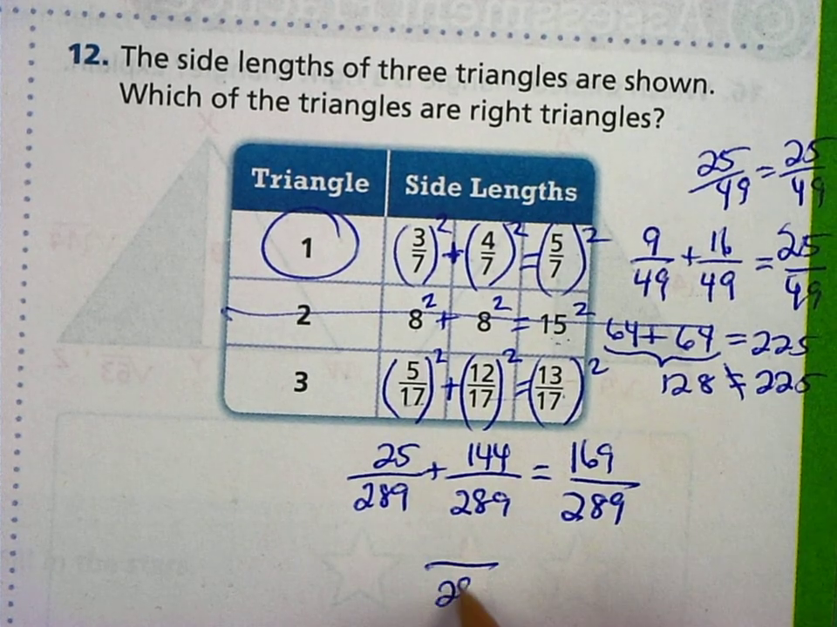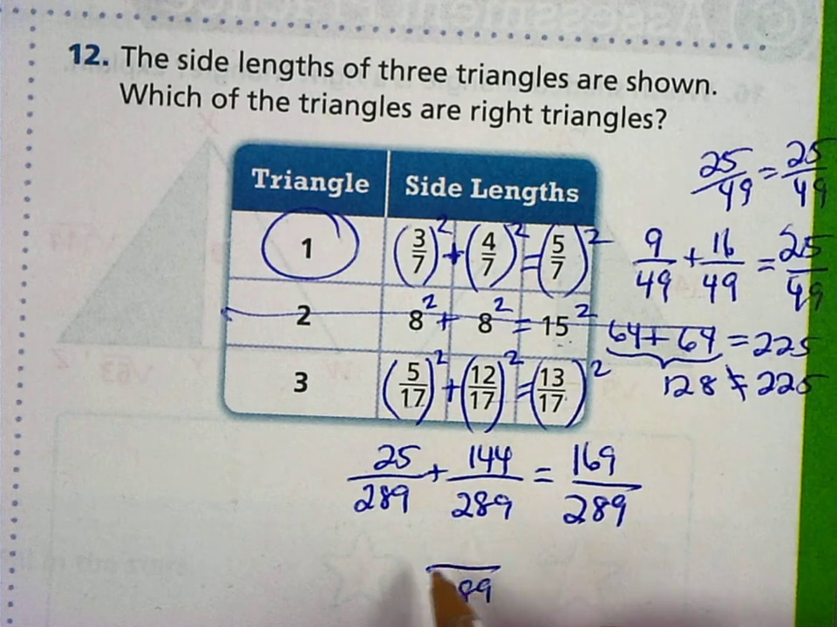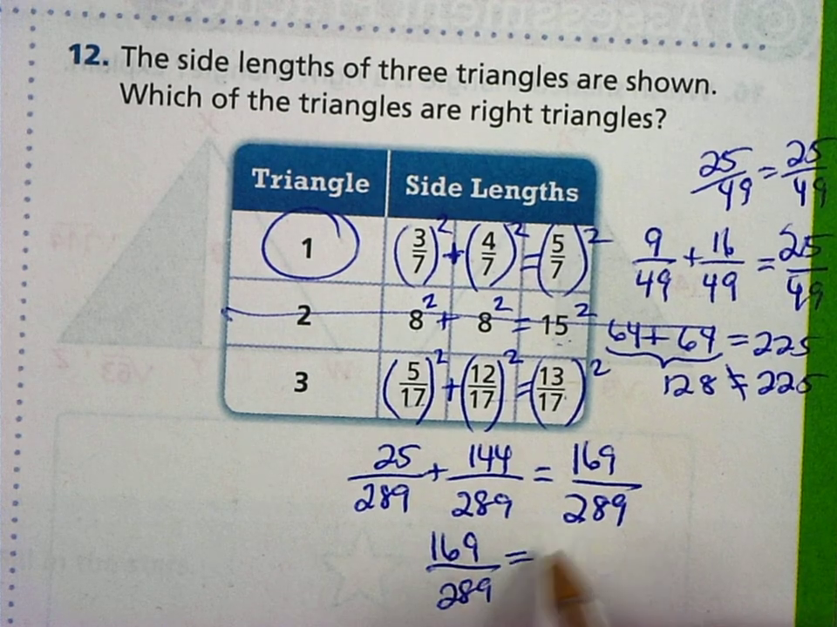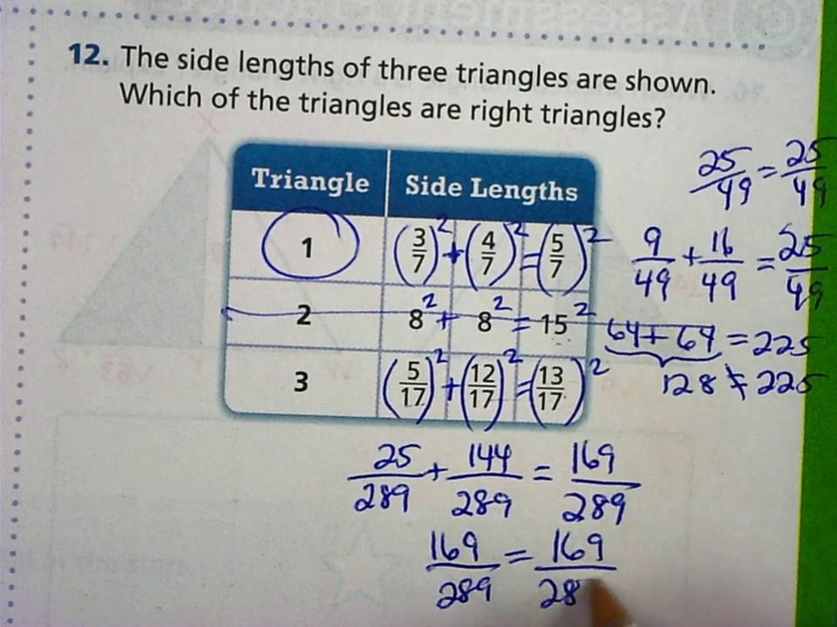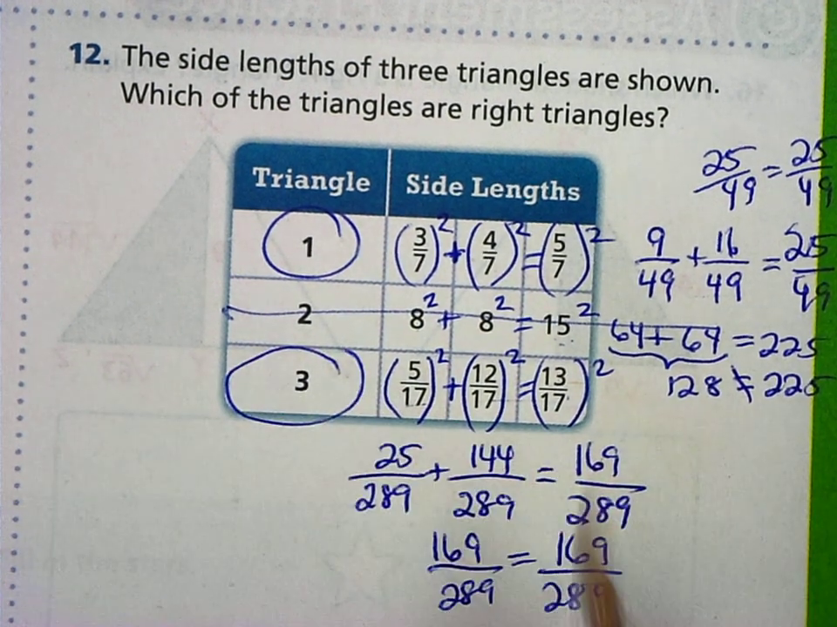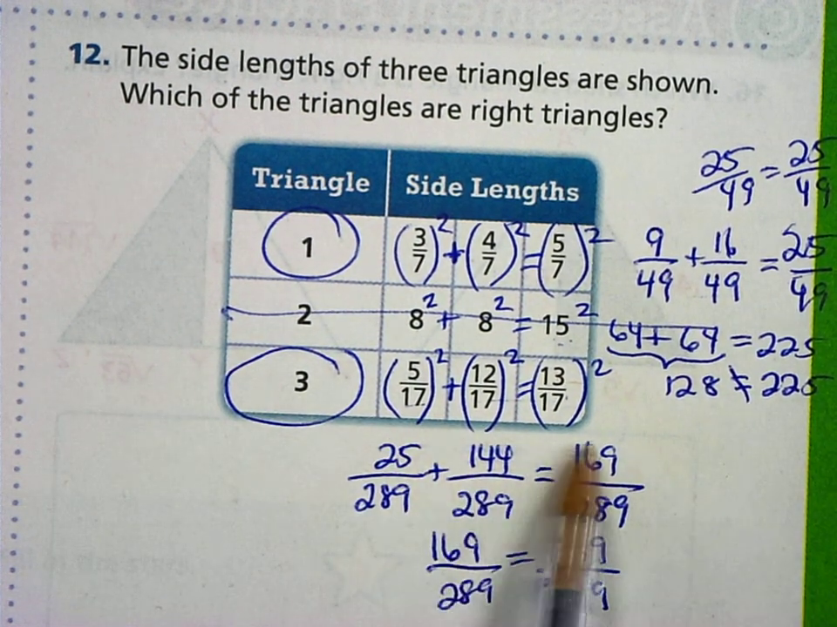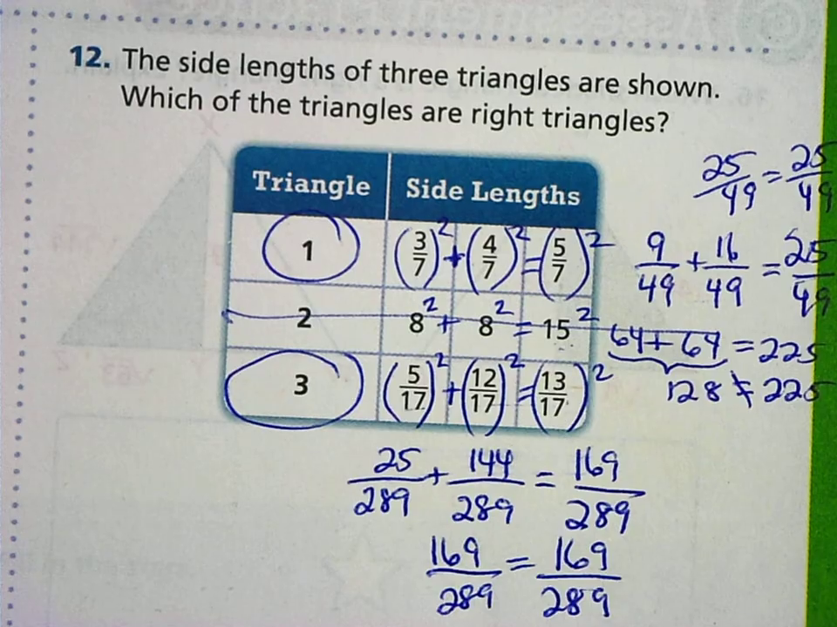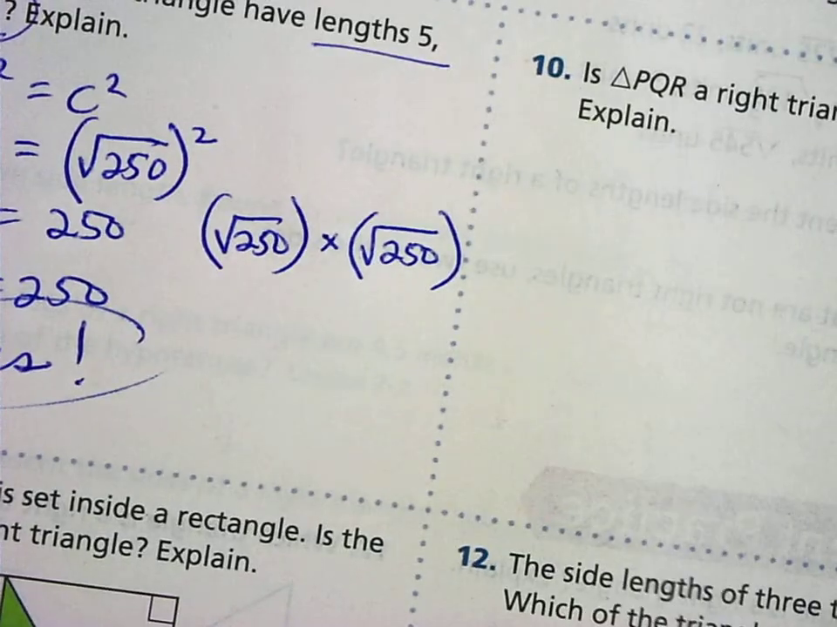Okay, so let's keep the denominators the same and add the top. So we have the exact same fraction on both sides. So triangle number 3, these could be the side lengths of a right triangle because it worked. A squared plus b squared equals c squared. All right, let's try another one.